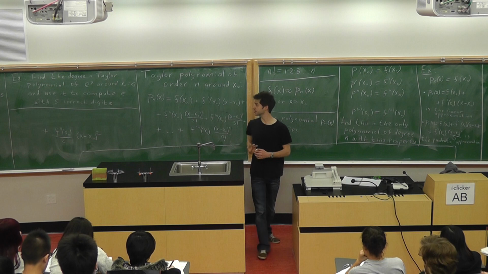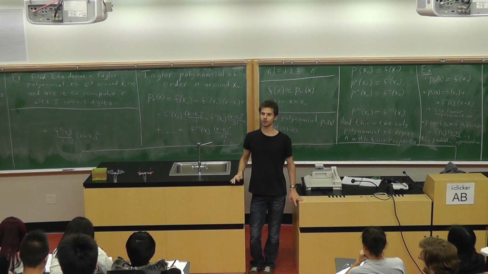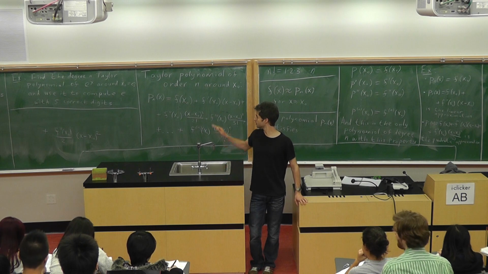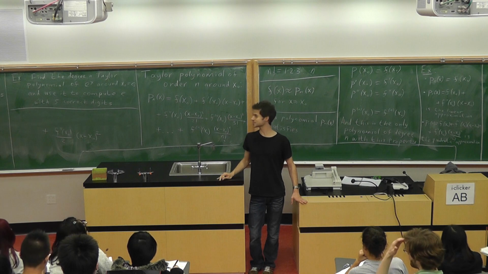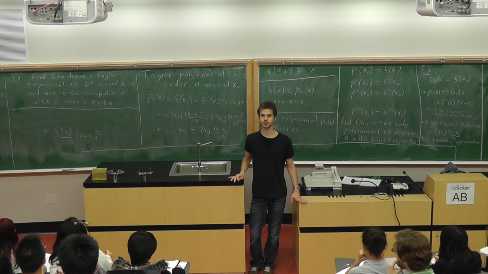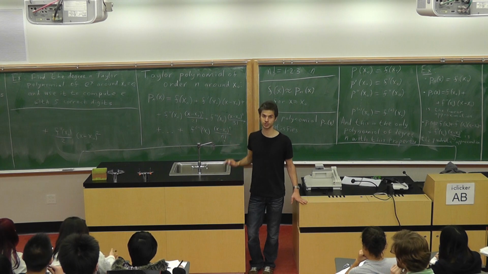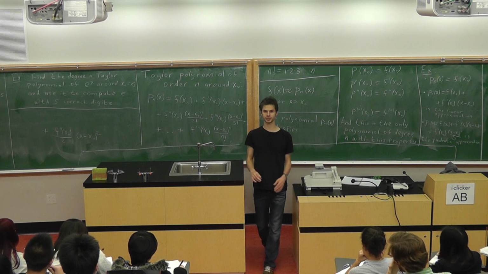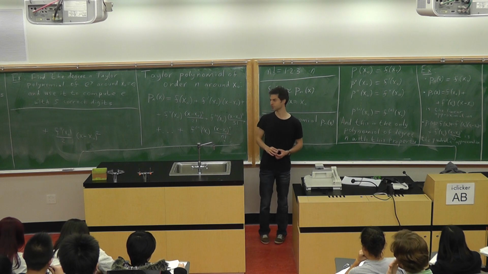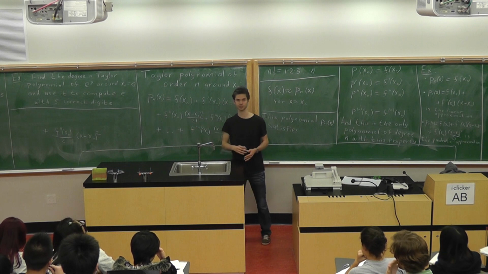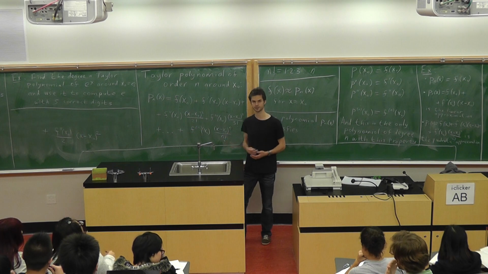So we have the following task. First of all, write down what is the degree n Taylor polynomial of e to the power x, and then use it to approximate some number. In this case, the number is just e. So we'll pretend that we don't know exactly what e is, or at least we don't know what the first 5 digits of e are, and we'll try to find them.